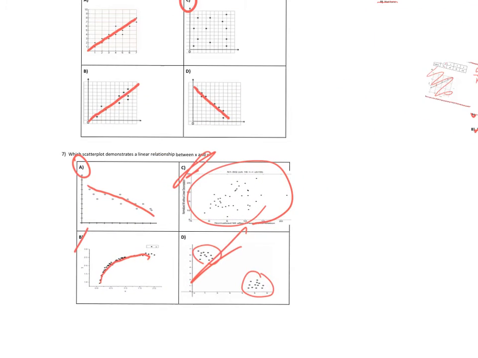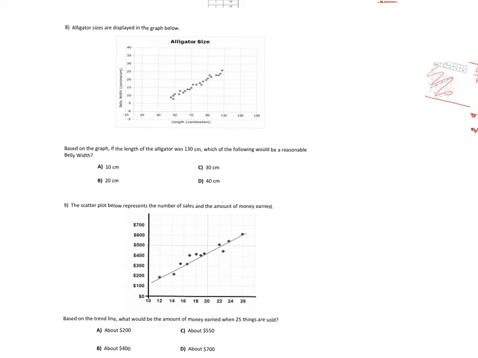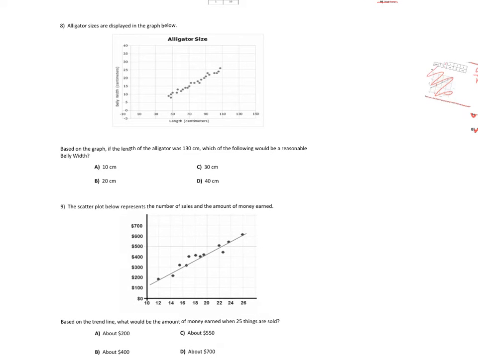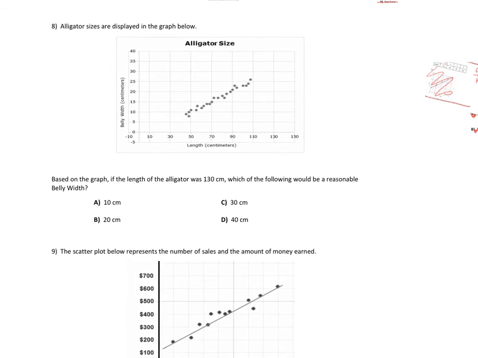Let me scoot this one out of the way. Okay, 8 is over here. So it says alligator sizes are displayed on the graph. Based on the graph, if the length of the alligator was 130 centimeters, which of the following would be a reasonable belly width? Okay, so 130.